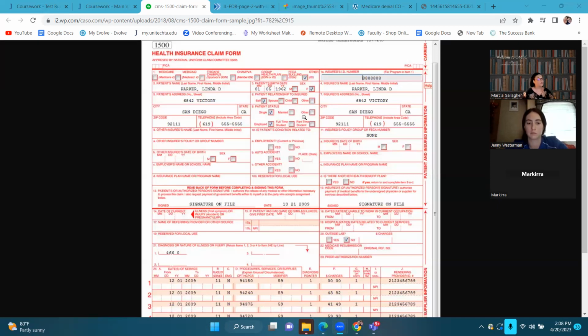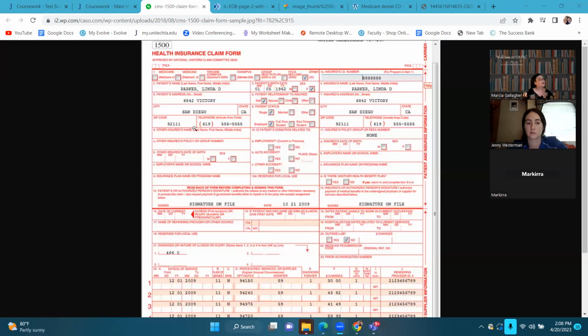Patient status, single. Does this information look familiar from when you're putting it into the demographics, when you're putting a new patient in? This is all information that you're putting into that particular system. That's why it's important for it to be accurate, because it transfers over to this form electronically.